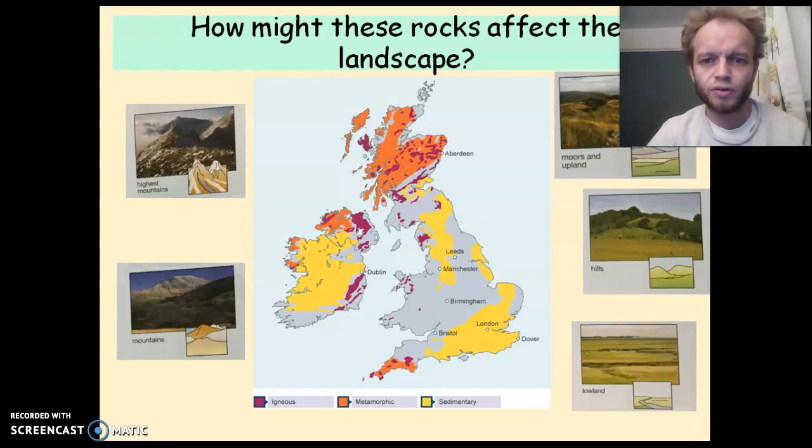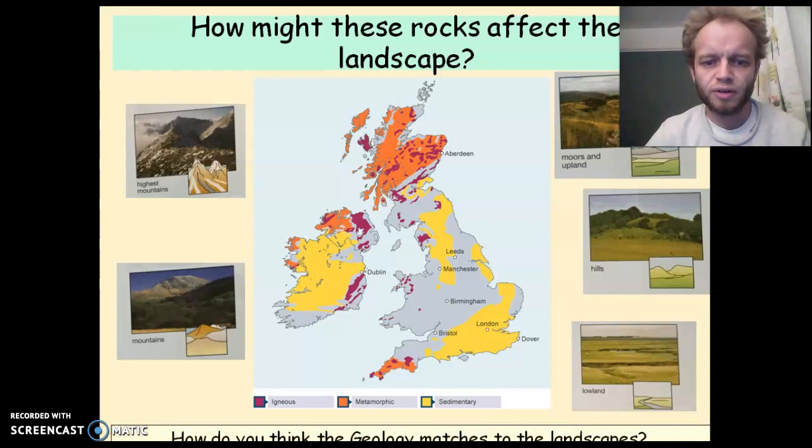Okay, so now that you've described where those rocks are, hopefully you've picked out that there's a high concentration of metamorphic and igneous in the north of Scotland, and there's a concentration of sedimentary rock in the southeast of the UK. Those are the main things that we want you to pick out.